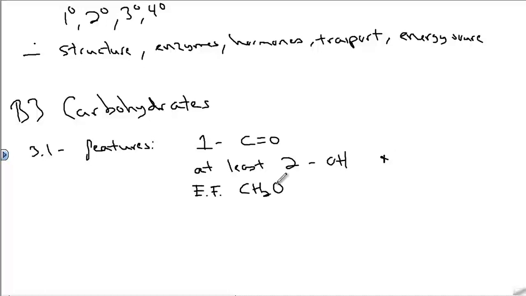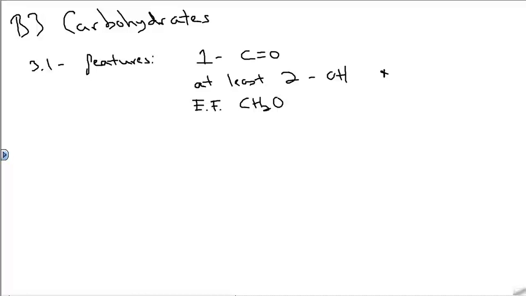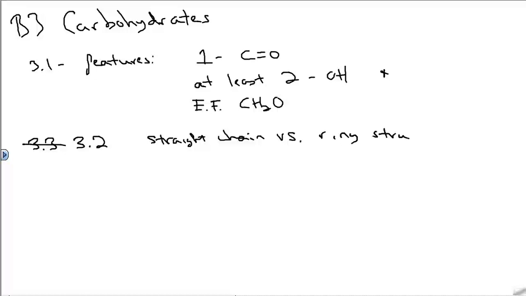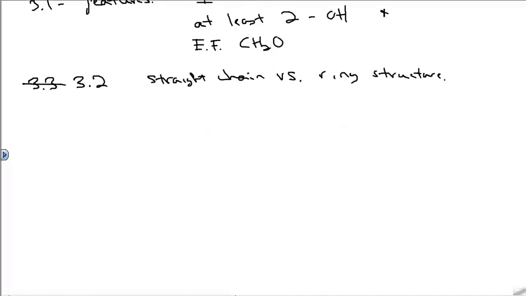CH2O. So one thing about carbohydrates, which is most important, or most difficult, excuse me, has to do with bullet point 2 of this section. It discusses straight chain form versus ring structure. This is a fairly advanced topic, so I'm going to do the best I can. So we're going to focus on glucose.